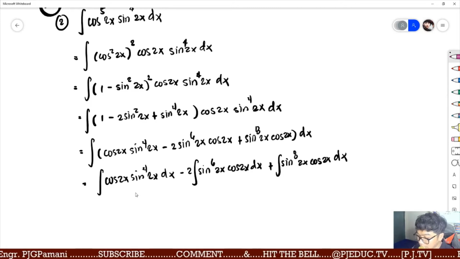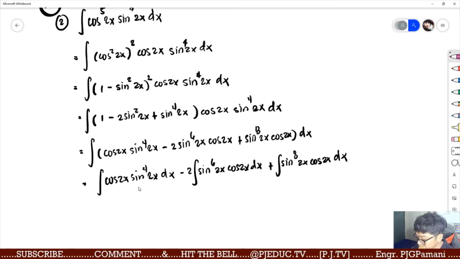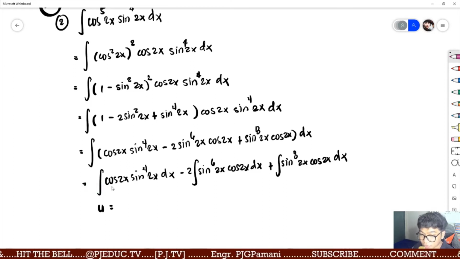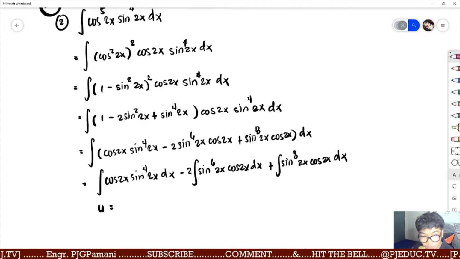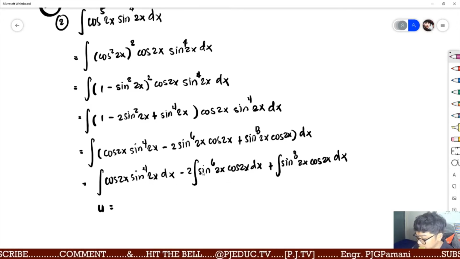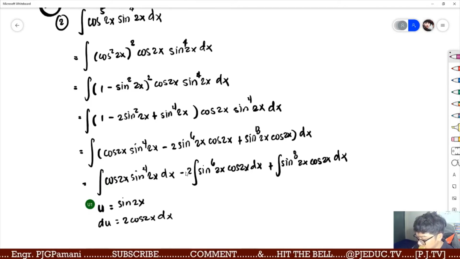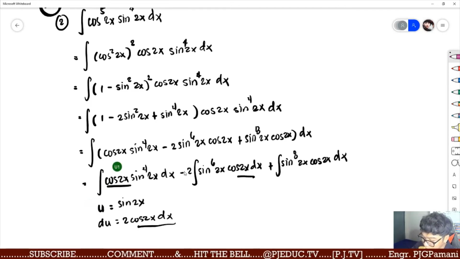Hindi po pwedeng sabay-sabay. So, isa-isahin natin. Consider natin that one of these terms or this trigonometric function, cosine and sine, has the larger exponent than the other. So, most of them, sine 2x yung mayroong mas mataas na exponent. So, consider natin si sine 2x as our main function. Differential of sine 2x, that is 2 cosine 2x. So, notice meron na tayong cosine 2x sa bawat term.